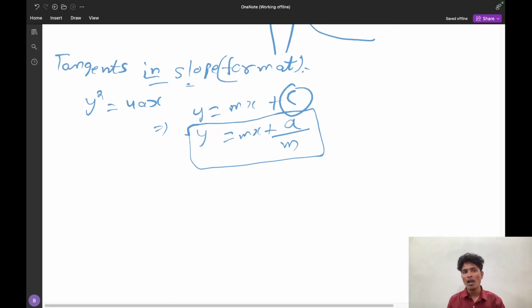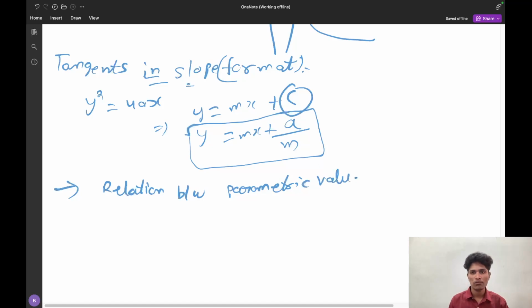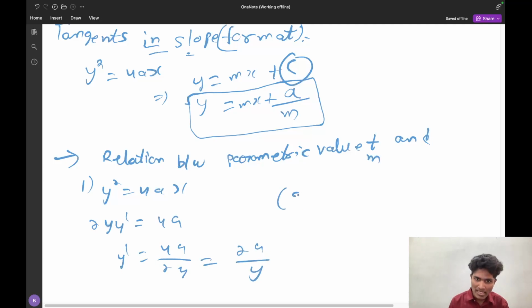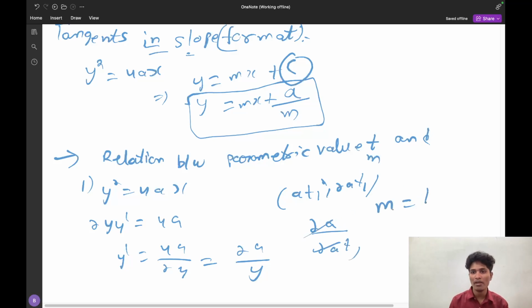Suppose now I am writing the slope forms in order to make you understand. I can give some glimpse of the relation between the parametric value t and m. So if I take the first parabola, that is y square is equal to 4ax, if I differentiate this, 2y y dash is equal to 4a. What is y dash? It is 4a by 2y, which is 2a by y. If I substitute the point, that is at1 square comma 2at1, I get 2a divided by 2at1. So the slope m will be equal to 1 by t1.